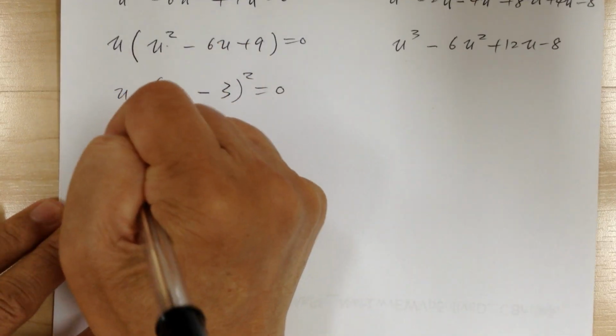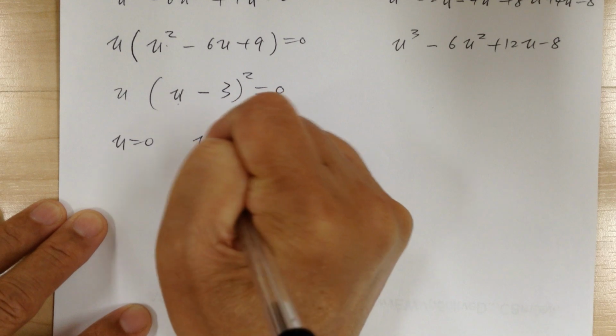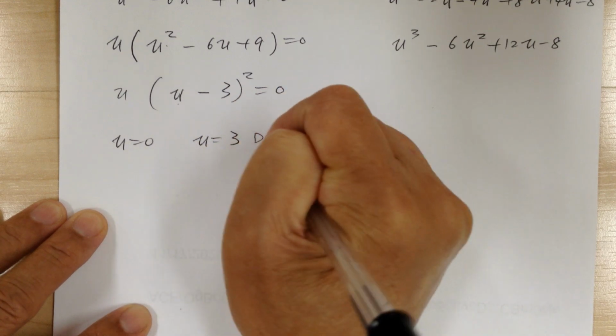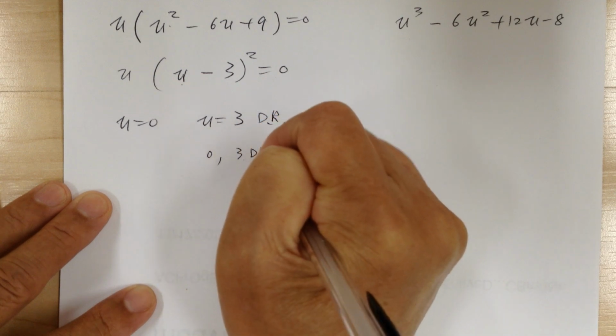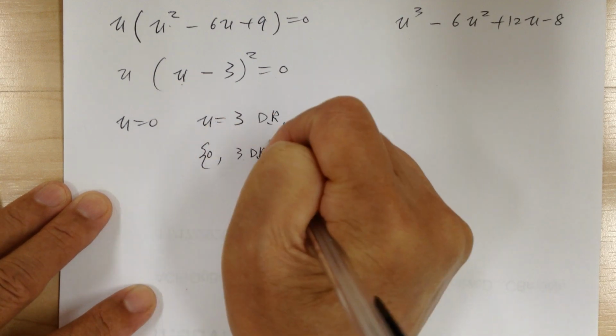So from here you're going to get u equal to 0. From here you're going to get u equal to 3, and this is the double root. Okay? So you're going to get 0, 3, double root.